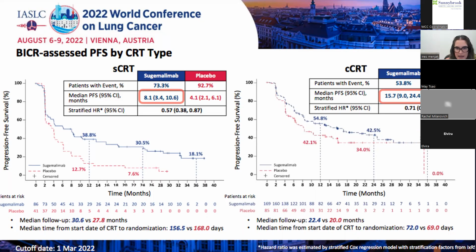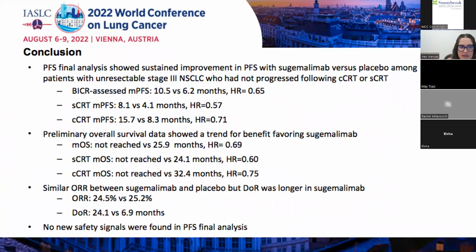I highlight the numbers numerically. In the arm who underwent concurrent chemoradiation, the median overall survival was higher, at 15.7 months, and in sequential treatment 80.1 months. So the conclusion of this GEMSTONE trial is that the PFS final analysis shows a sustained improvement in disease-free survival with sugemalimab compared to placebo in patients with unresectable stage 3 non-small cell lung cancer who had not progressed following concurrent chemoradiation and sequential chemoradiation.